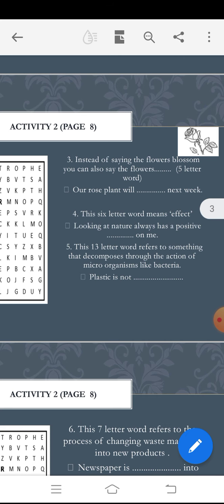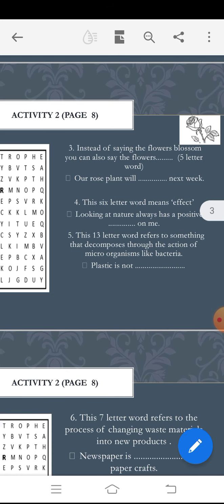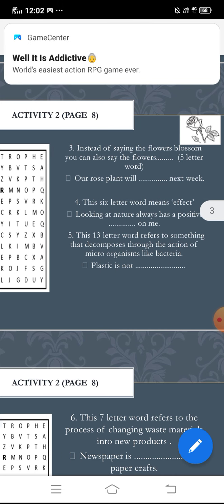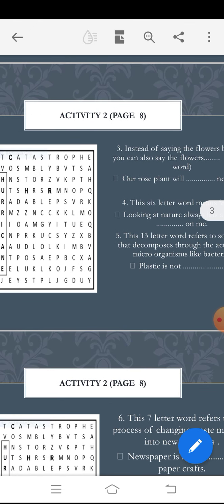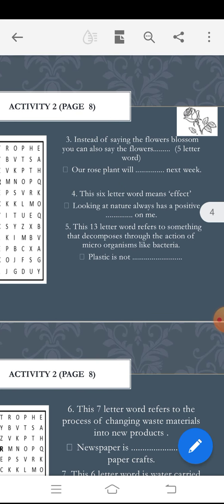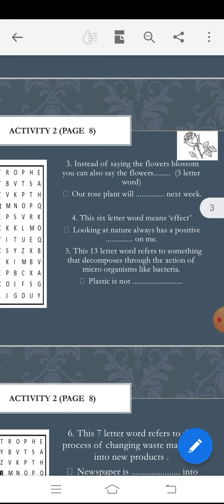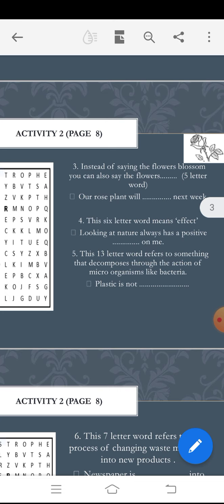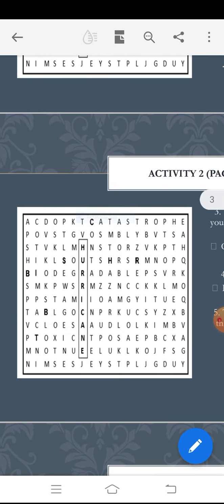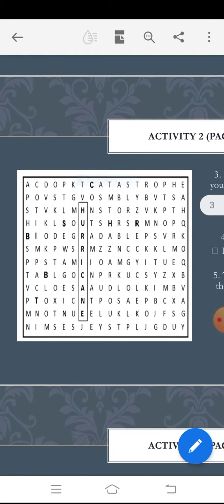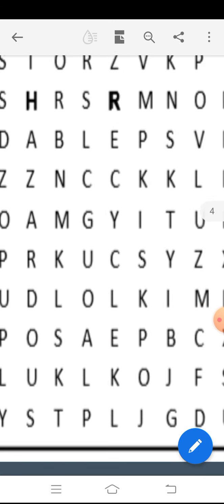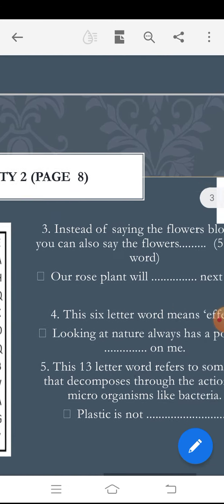Instead of saying the flowers blossom, you can also say the flowers dash. Now which is the 5-letter word which means blossom? I'll tell you the sentence, then you can find the answer. Our rose plant will dash next week. So our rose plant will blossom next week. What is the word you can use instead of blossom? Can you find it? I'll zoom it for you. It is bloom. So our rose plant will bloom next week.